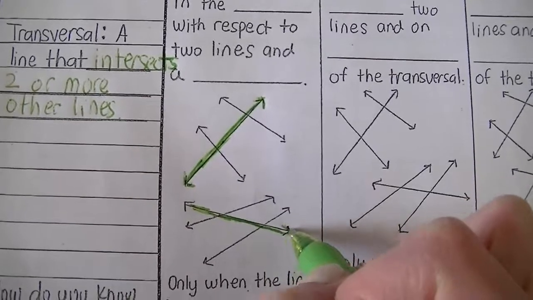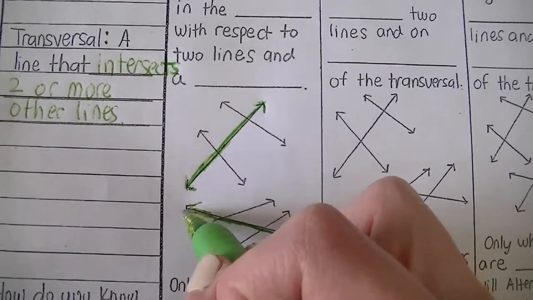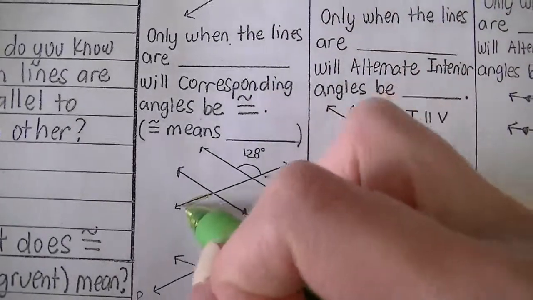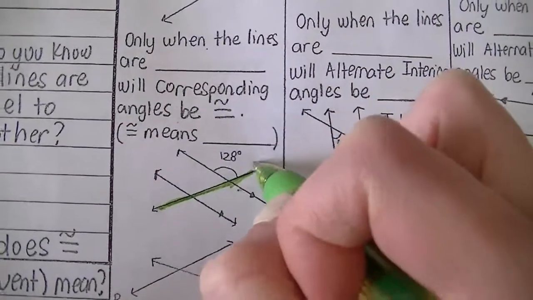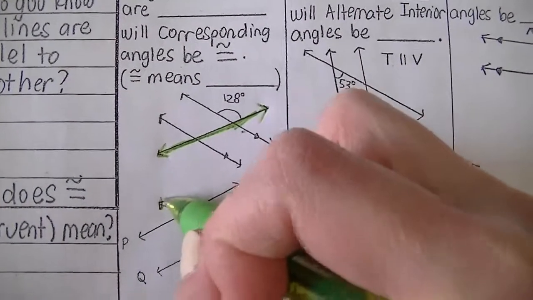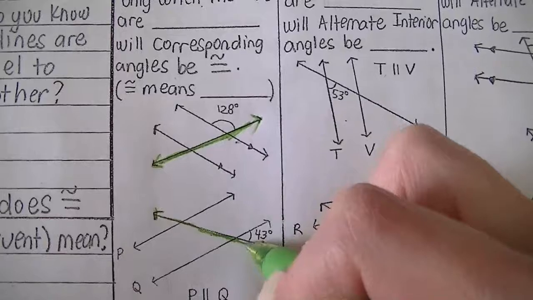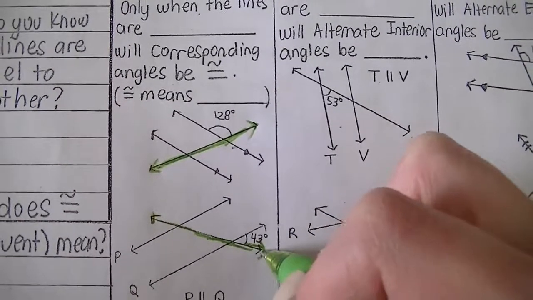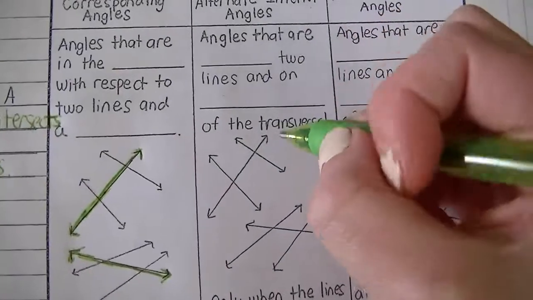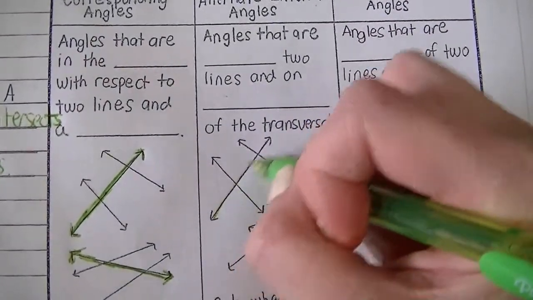It crosses through 2 or more other lines. Okay. Here's our transversal. And right here's our transversal. Go ahead and pause the video and finish it up. Find all the other transversals for each of the other sections. I'm going to keep going.